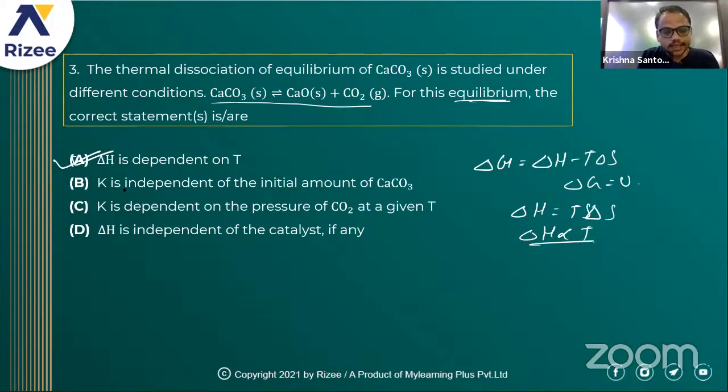Next, K is independent of the initial amount of CaCO3. What is K? Nothing but the equilibrium constant. Now, in the equilibrium constant, we will consider the concentration of solids as unity. So CaCO3 is a solid here. So that's why K is independent of the initial amount of CaCO3. It is also correct.